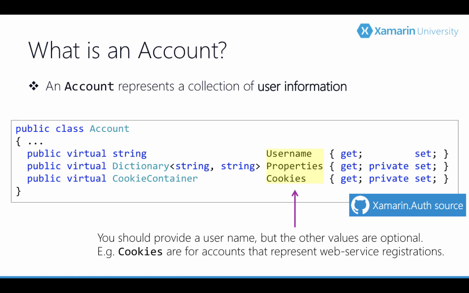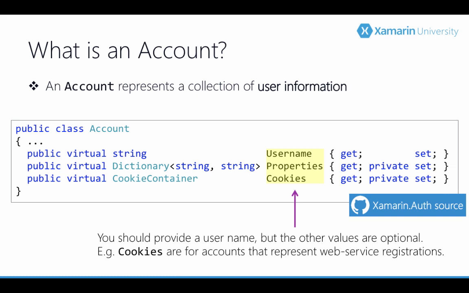Xamarin Auth's unit of storage is an account. And the account object represents a collection of data associated with a particular user. Now we can see the properties on screen. The username is intended to store the login name or display name of the user, but it's up to you as a developer to decide what value to place here, and it's not necessarily user-facing, so you can use any value that makes sense in your code.